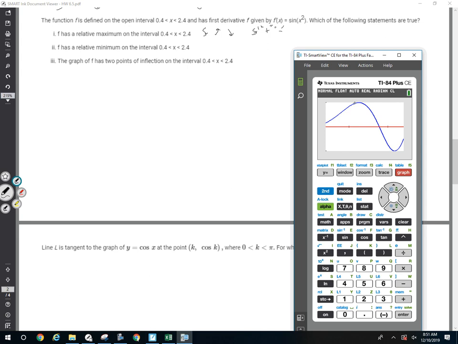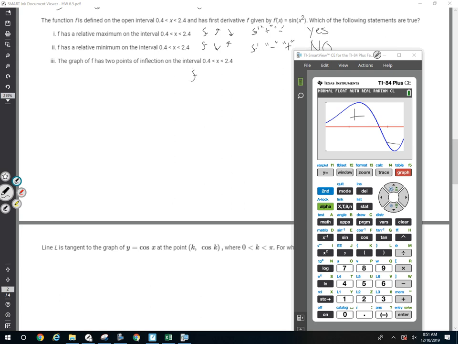Does f prime change from positive to negative? This is the graph of f prime. Here are positive values. Here are negative values, so yes. F has a relative min. That means f goes down to up. That means f prime changes from negative to positive. Does f prime change from negative to positive on this interval? No.